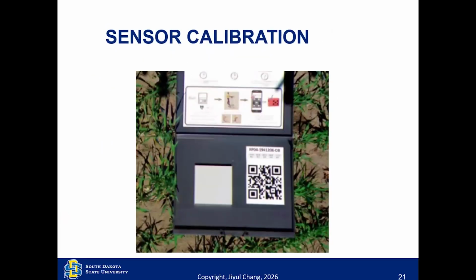Okay, whenever you scan the area, the soil or field, using the sensors, you need to calibrate. Whenever you fly the drone, you need to use this kind of calibration panel. Then in post-processing, you need to use this reflectance data to calibrate your images. Okay, those are about the sensors.